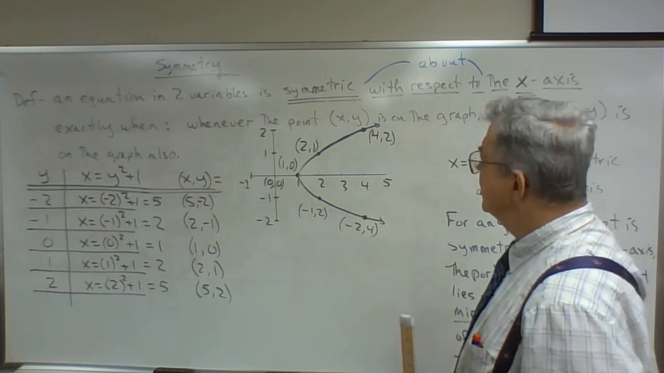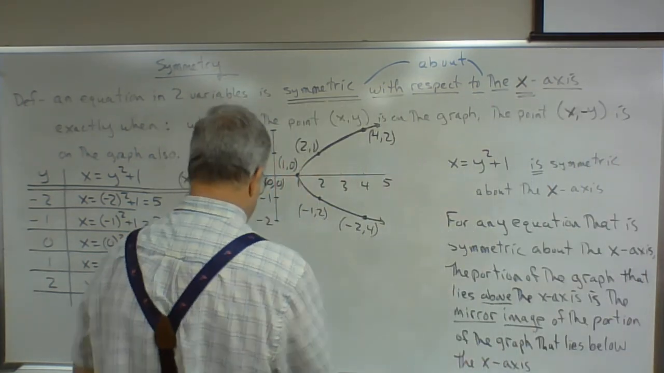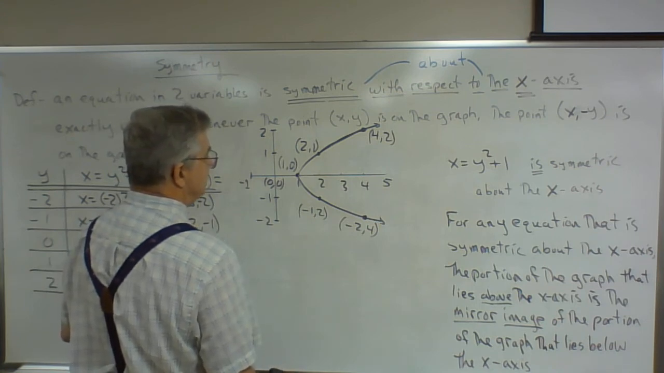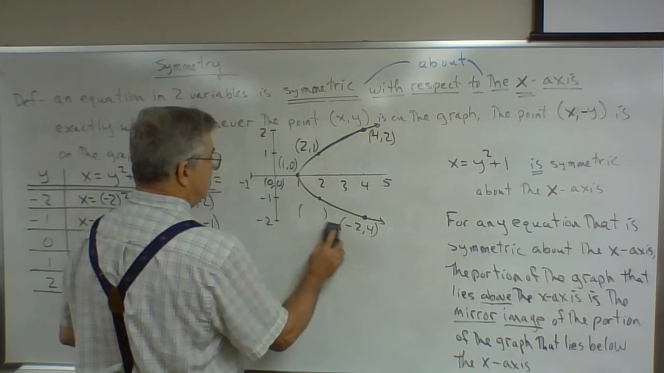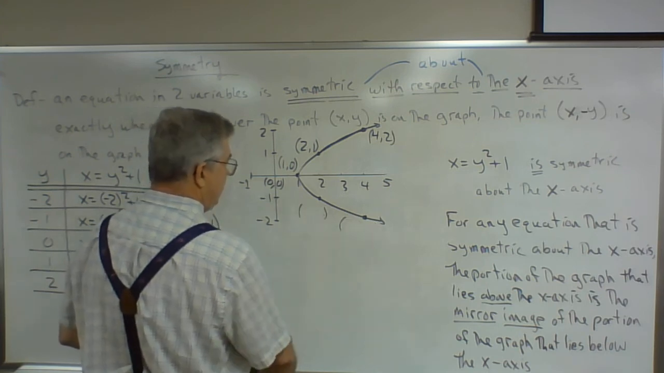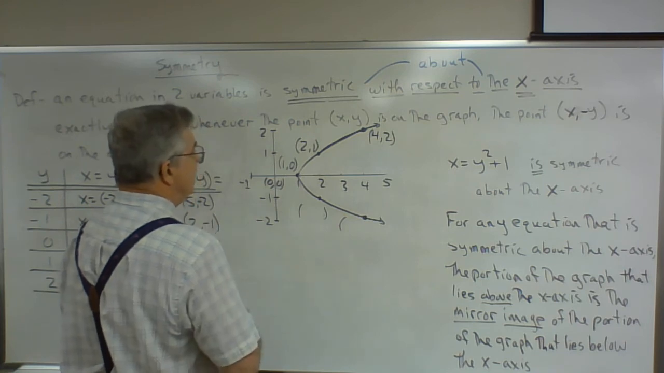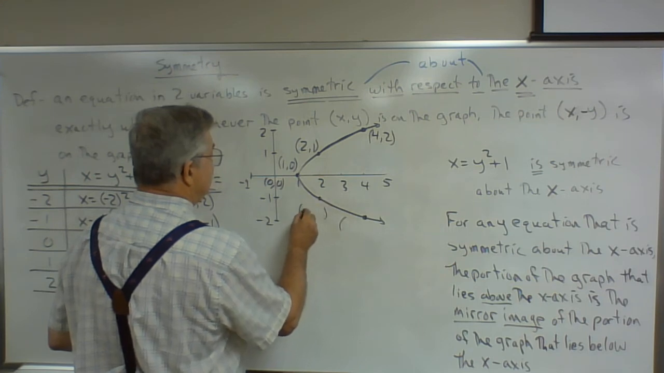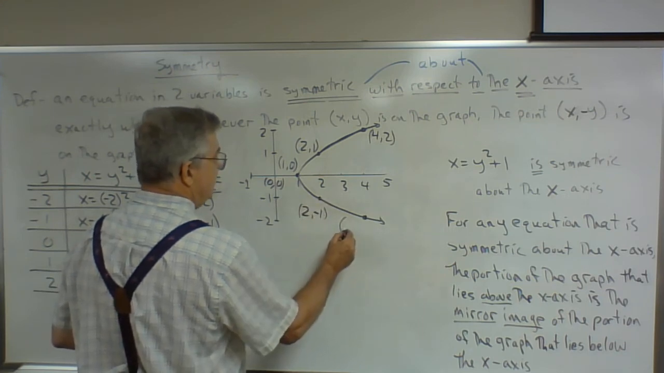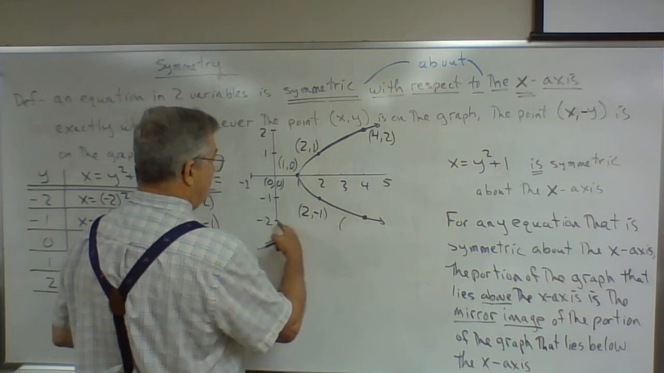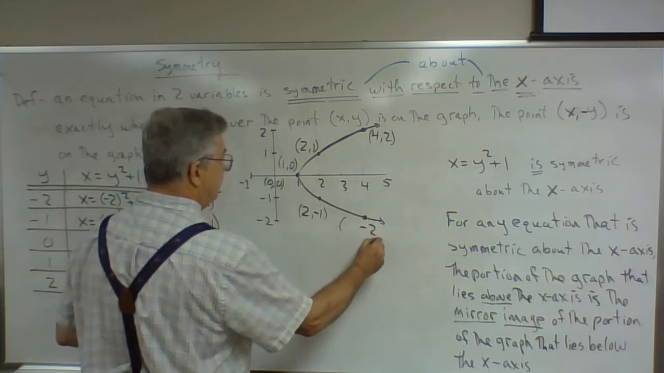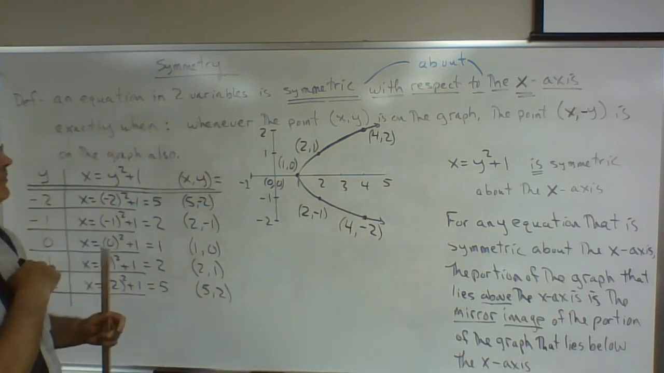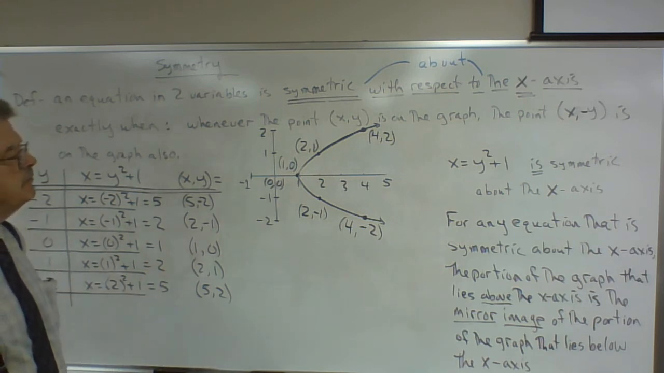And look at it. Whoops. I got an error right here. I got errors here. Say, this point y equals negative 1, x equals 2. This point y equals negative 2, x equals 5. Okay, I feel a lot better now.